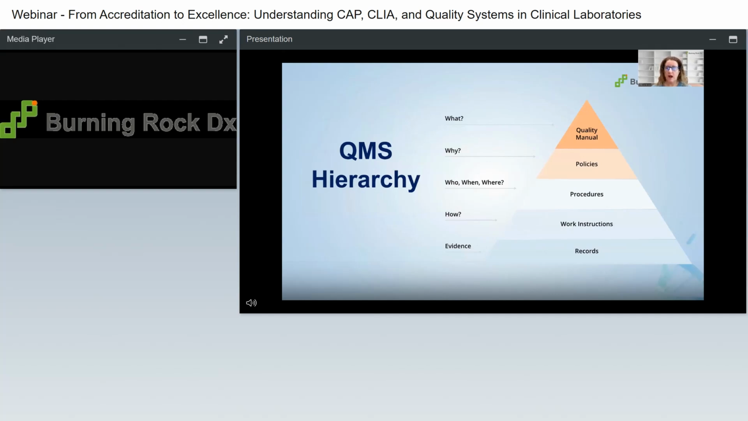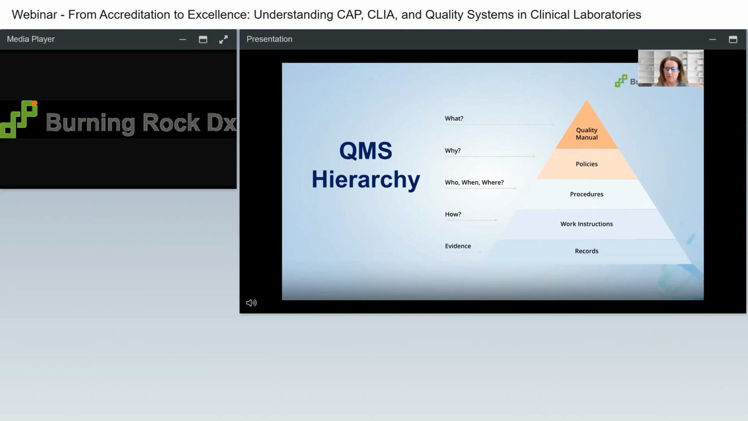Okay, so let's talk about how a quality management system should be designed. So this is, again, a CAP requirement. We start with the quality manual up at the top. Your quality manual, that's your what? So that is a broad overview of the goals of your specific lab, how you're going to meet them, what you need to do to make your process as good as possible.